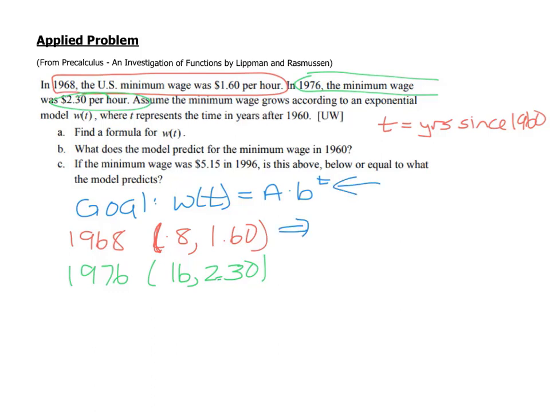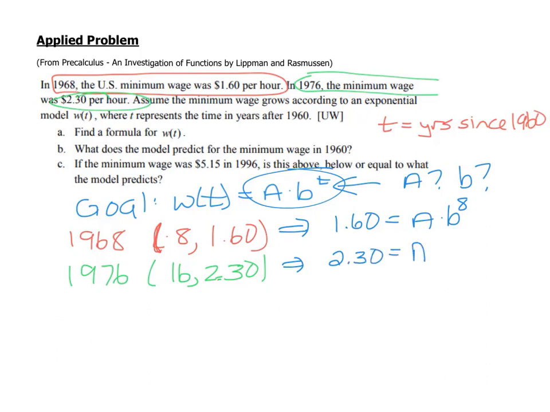I basically have to figure out what this formula is, right? So I need to figure out what my A is and what my B is. What I can do is take my two data points and plug them into my formula. So the first data point tells me 1.60 equals A times B to the 8, and my second data point tells me 2.30 equals A times B to the 16.